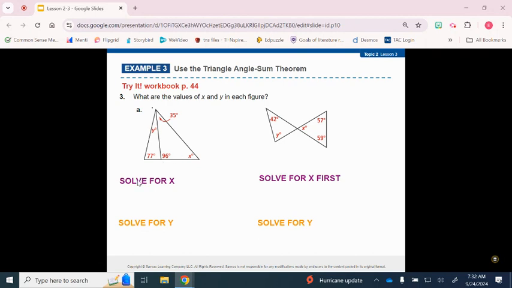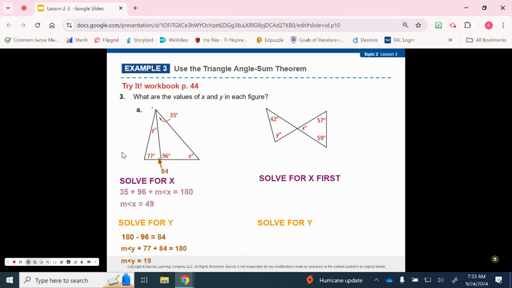All right, so for this one, when you solve for x, this is kind of your setup. Okay, so 35 plus 96, or subtracting from 180, both work. You should have gotten 49 for x here, and 84 for y. Questions on A? Oop, sorry, my fault. Y should have been 19. My apologies. I don't know why I was thinking that was y. It wasn't. Any questions on these two?